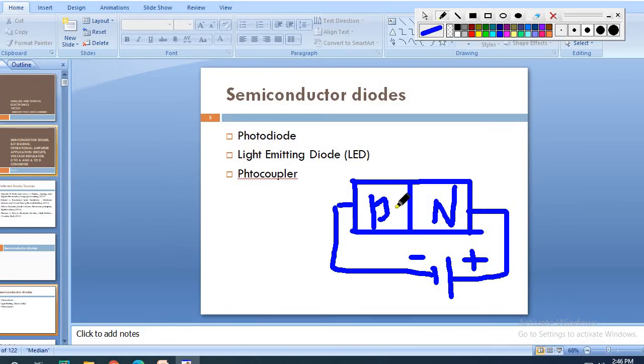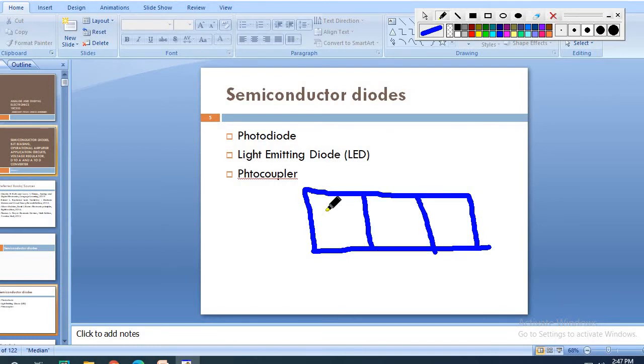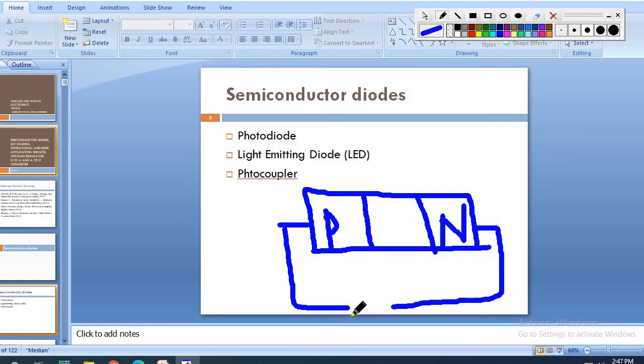Okay, and one more concept I wanted to clear in this PN junction diode is exactly what the depletion region is. So I will tell that. This might be a reverse bias condition. Okay, this is the depletion region.